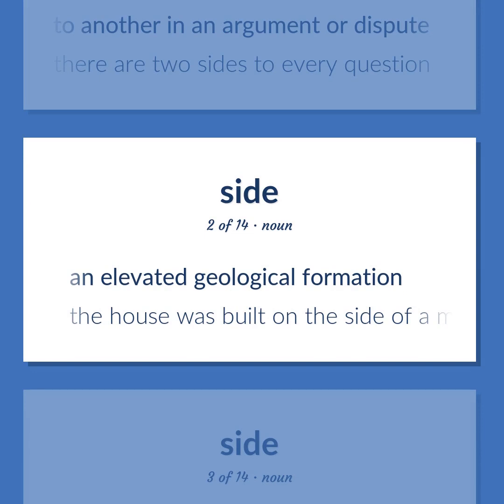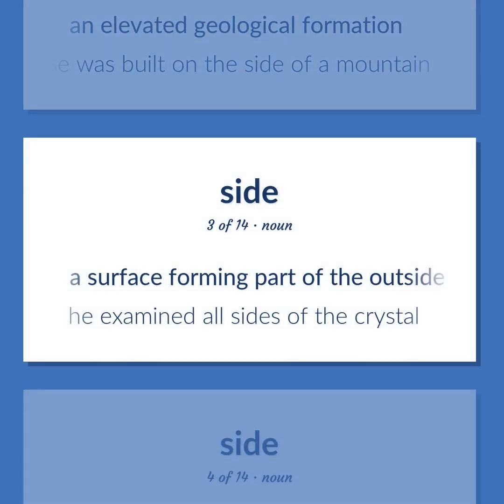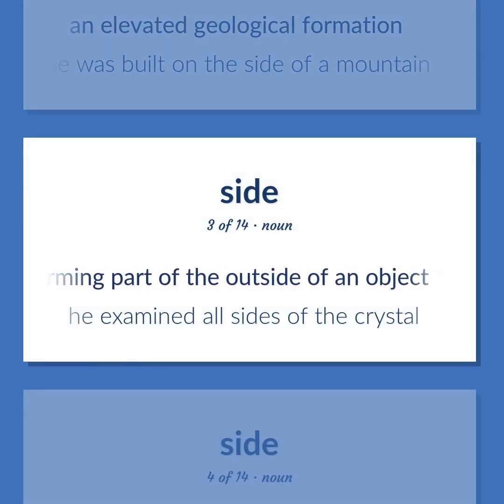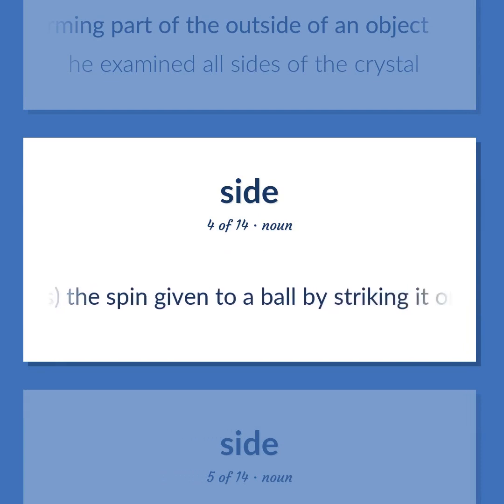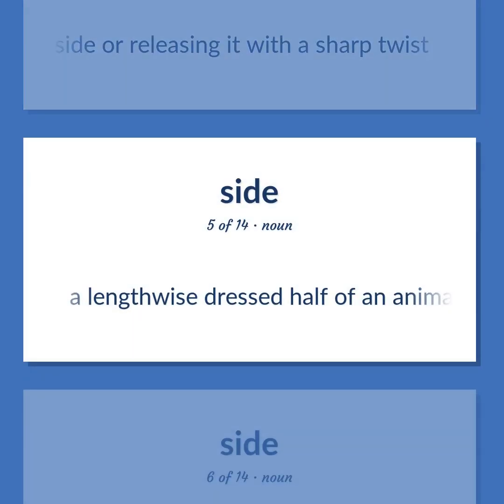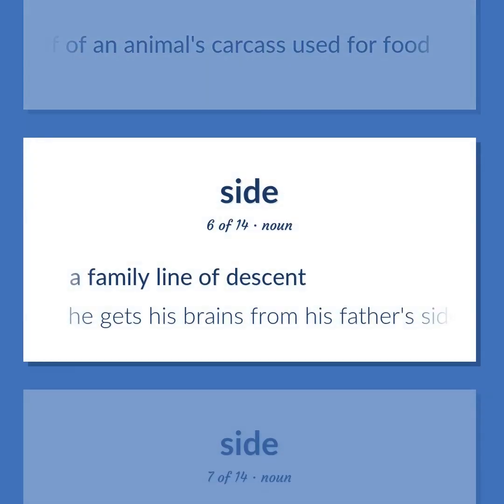An elevated geological formation. The house was built on the side of a mountain. A surface forming part of the outside of an object. He examined all sides of the crystal. Sports. The spin given to a ball by striking it on one side or releasing it with a sharp twist. A lengthwise dressed half of an animal's carcass used for food. A family line of descent. He gets his brains from his father's side.